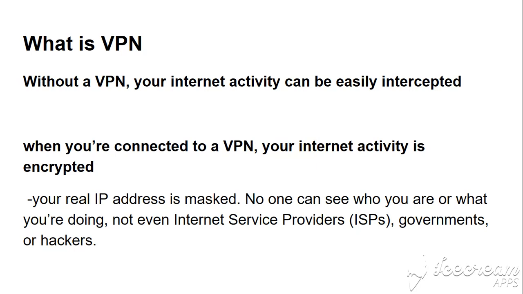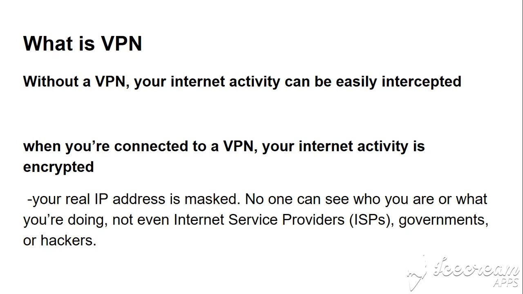It's like sending postcards through the mail. Anyone can read the message and see your name and address. But when you are connected to a VPN, your internet activity is encrypted and your real IP address is masked. So no one can see who you are and what you are doing. Not even the internet service providers or government or hackers can see your information. Instead of postcards, you are now sending an ultra secure private message that only the intended recipient can read.